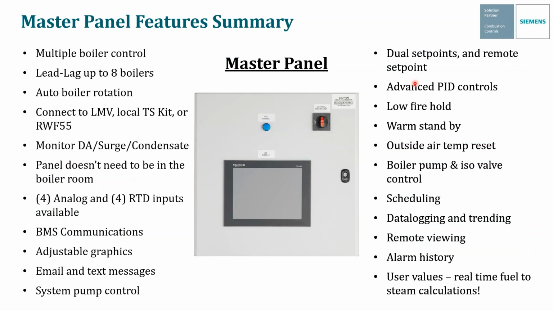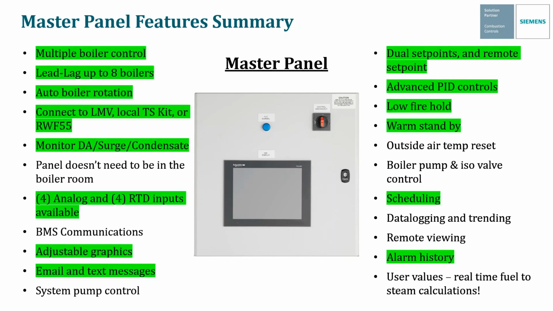All right, so we've covered a lot of the different features and functions that are in the master panel throughout this presentation. Specifically, all of these ones. But there's a number here that we have not covered yet. Things like the BMS communications and how to set that up and how to get it communicating, the system pump controls and how to handle those, the local boiler pump controls, or outside air temperature reset schedules, data logging and trending, and even the user values like we talked about, where we can do real-time fuel to steam calculations. We haven't really had enough time to get into the details, but we have covered all the basics.